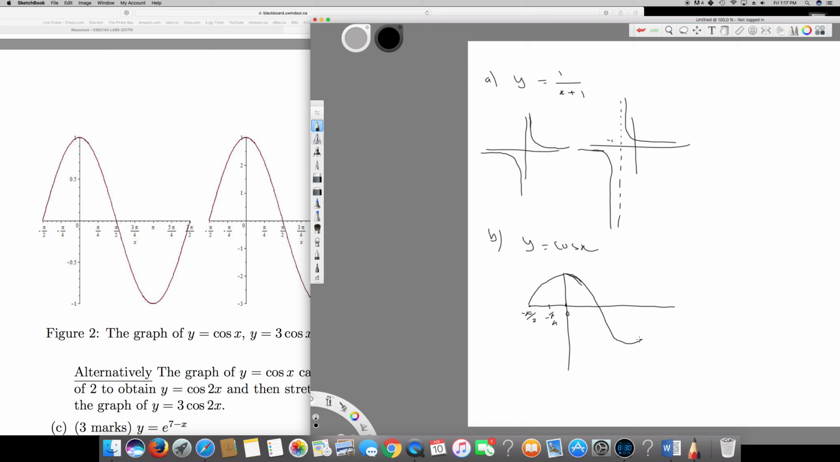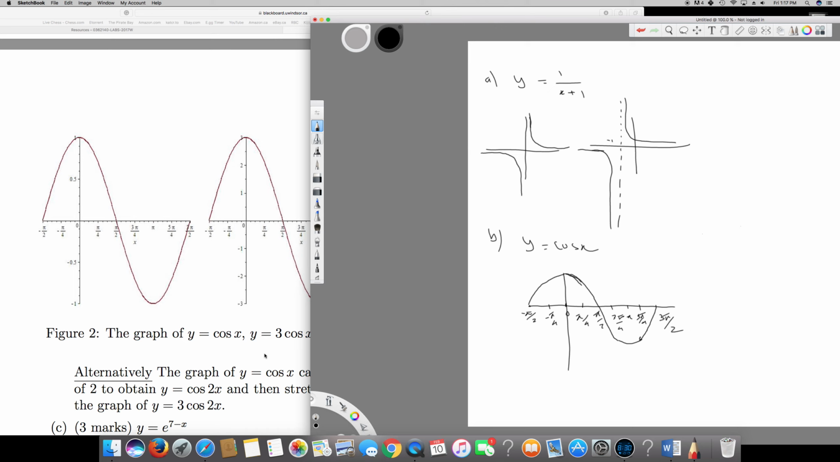And then this graph is going to cross at 3π/2, because cos at 3π/2 is equal to 0. So this is how our graph for cos x looks, with 3π/4, π, 5π/4, and this is my 3π/2. So this is my cos x graph.